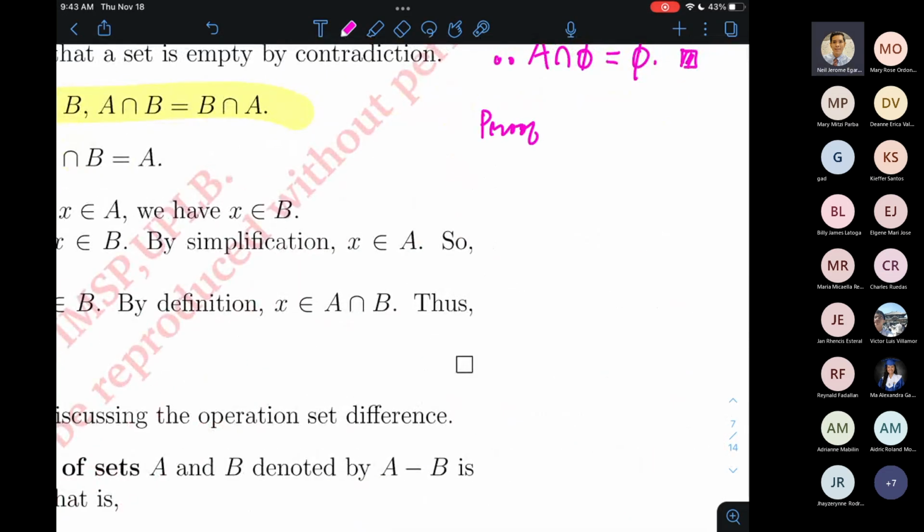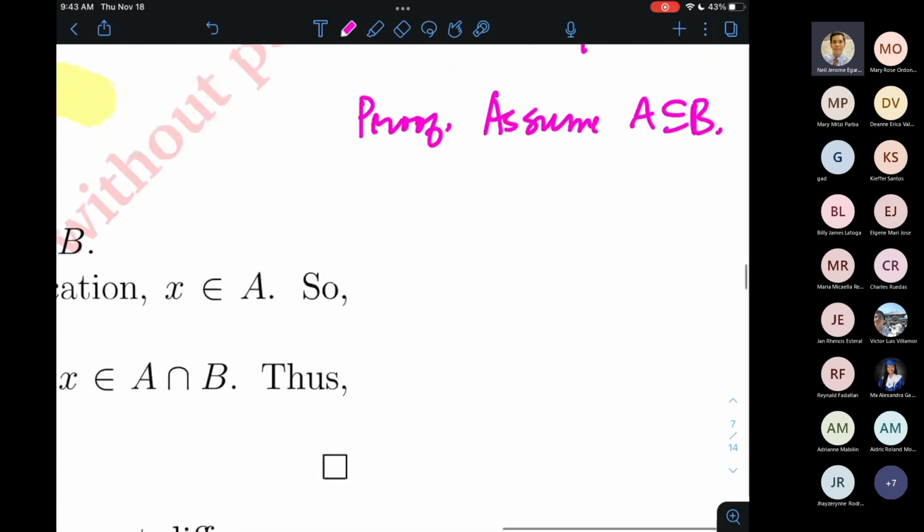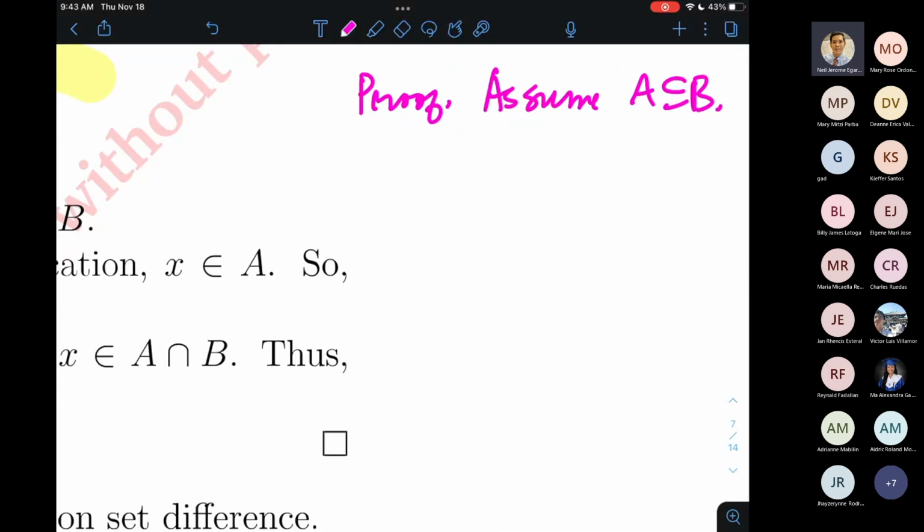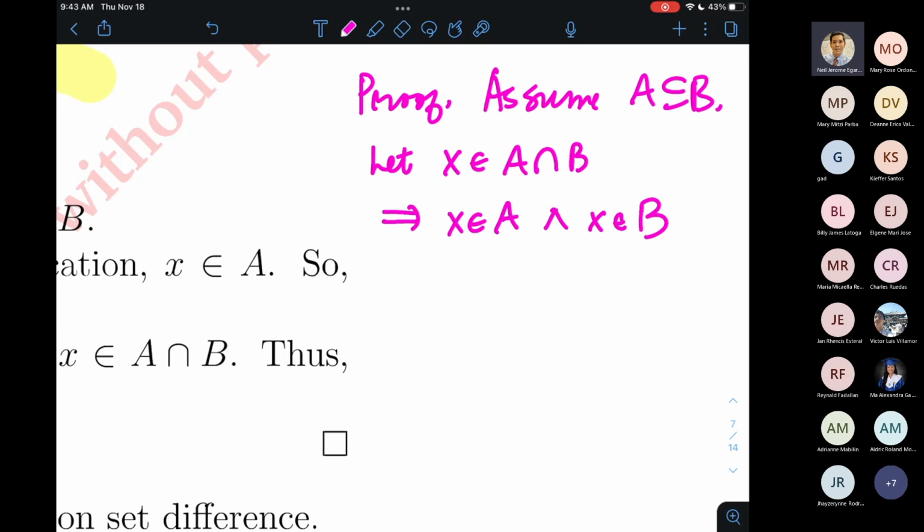Okay? So we are assuming that A is a subset of B, and we'll want to look at A intersection B. Okay? So perhaps let's start with taking an arbitrary element of the intersection. Okay. So this means X is an element of A and X is an element of B by definition. Okay. But X element of A implies X element of B. So I can use the modus ponens again. But okay, I guess Gad has a question. Yes, Gad.